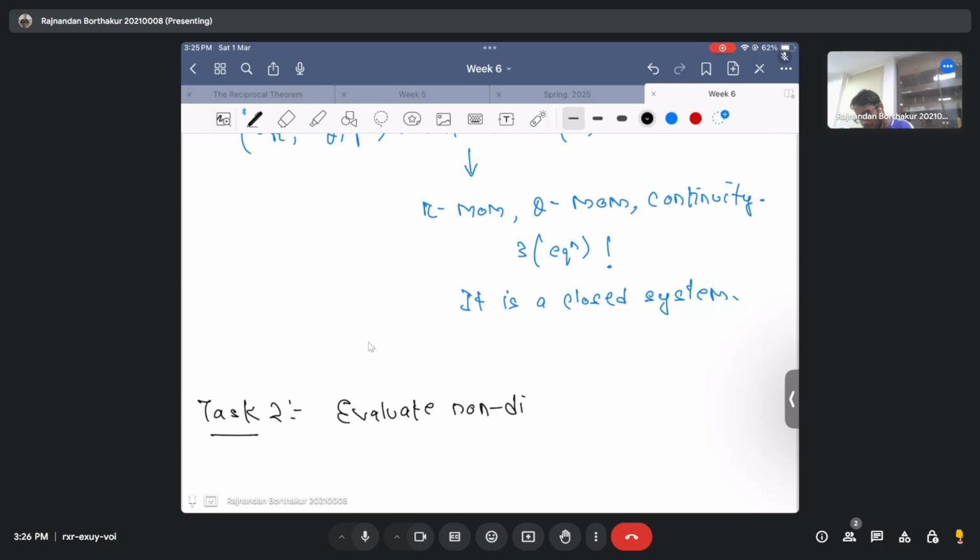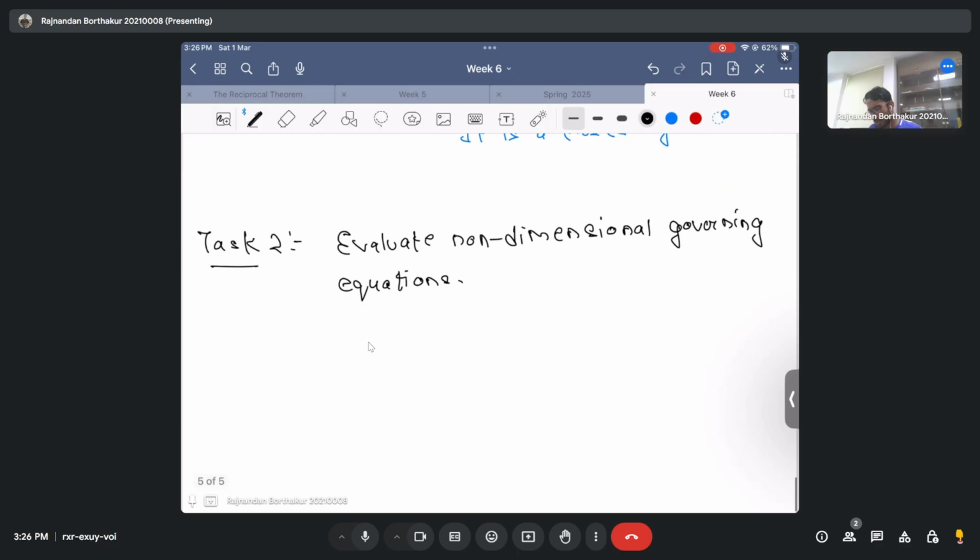non-dimensional governing equations. Okay, so all right, so let's do it. In order to derive non-dimensional equations, as I said, first we need to non-dimensionalize our dimensional variables. So let's do that.